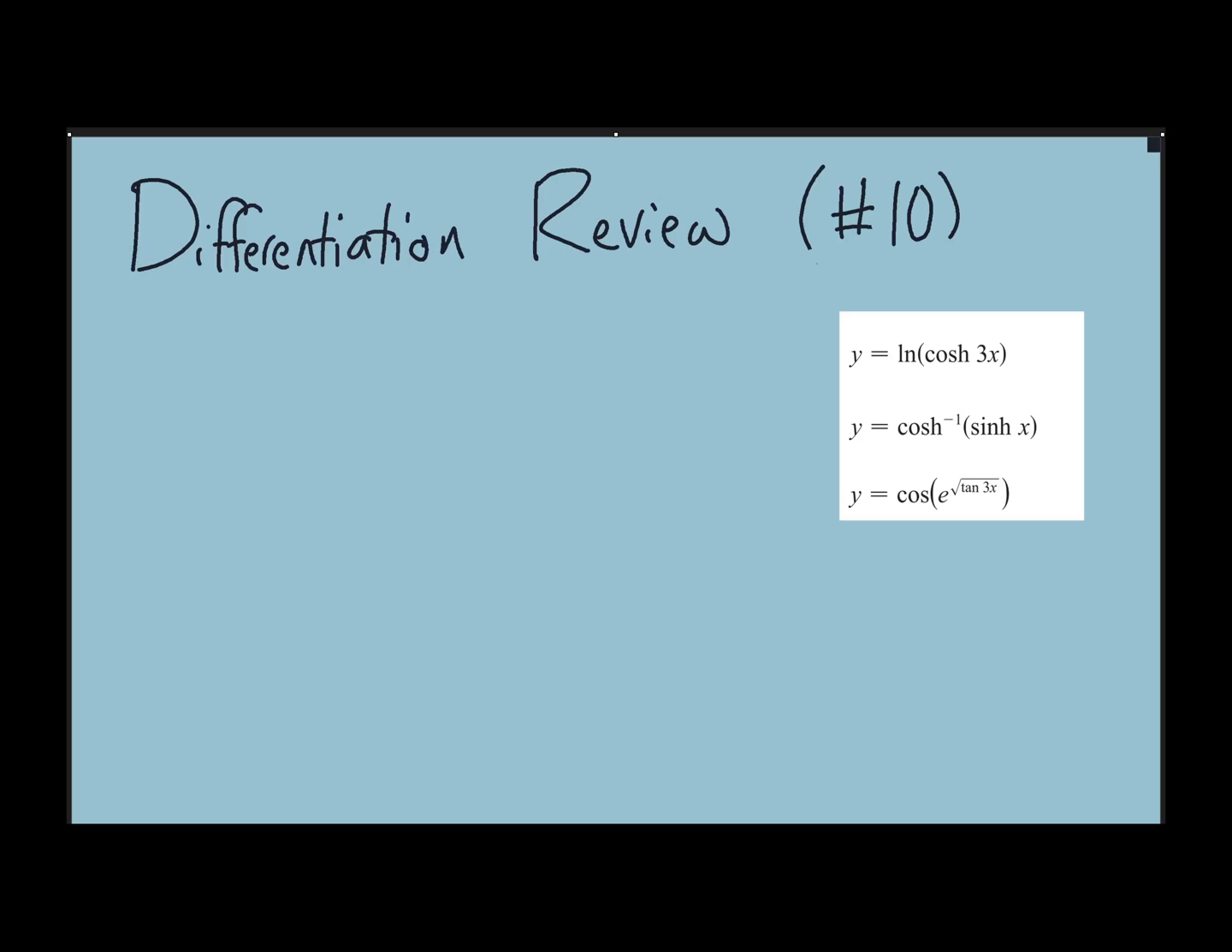Problem set number 10 in our differentiation review involves some hyperbolics. And maybe you don't remember, but hyperbolic cosine is written as e to the negative x plus e to the x over 2. And hyperbolic sine is negative e to the negative x plus e to the x over 2. And their derivatives are each other. The derivative of hyperbolic cosine is hyperbolic sine, and the derivative of hyperbolic sine is hyperbolic cosine. So it's actually even easier than our regular trig functions.